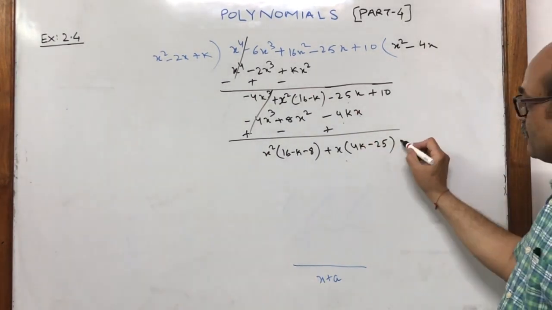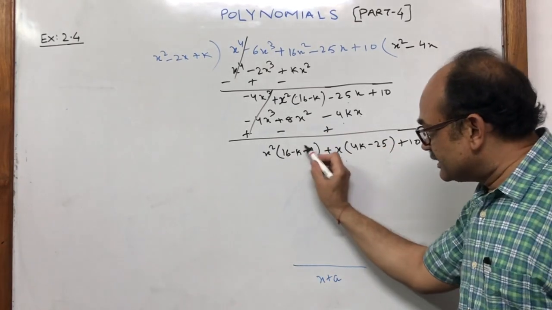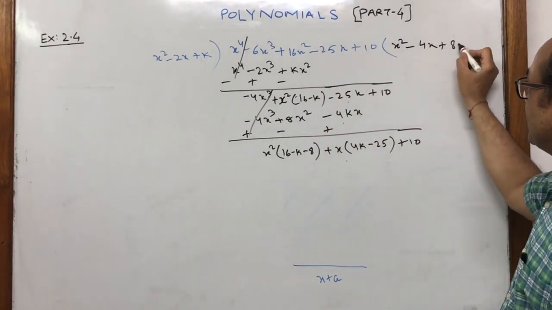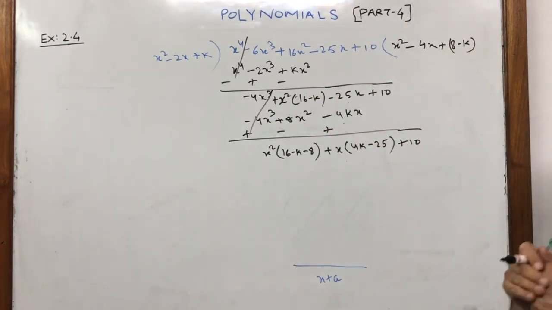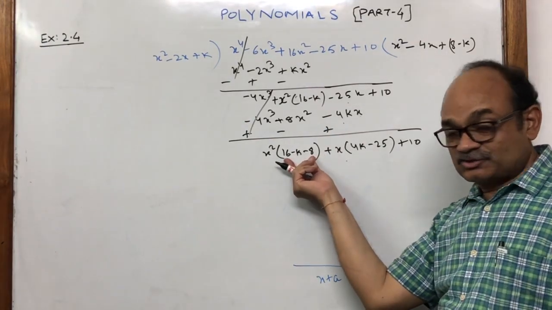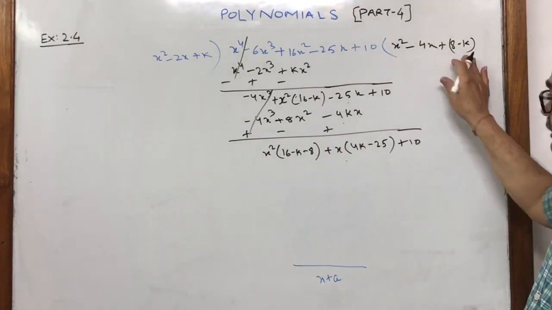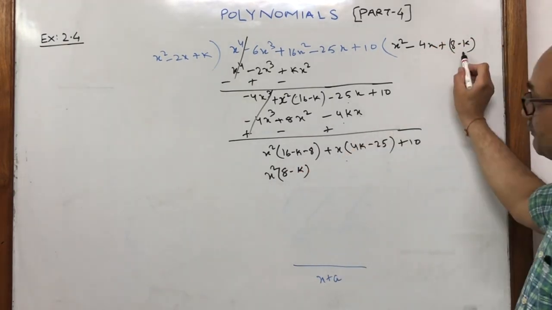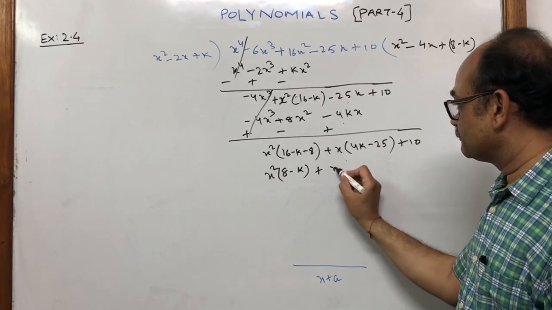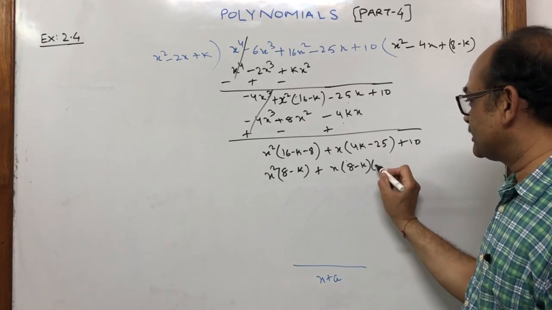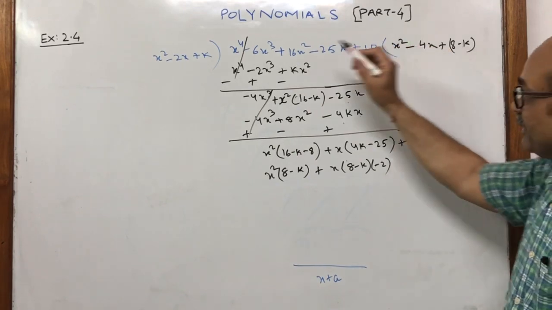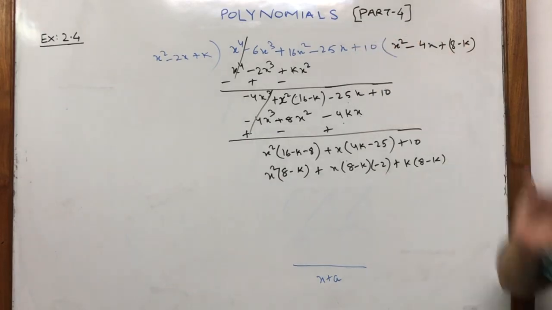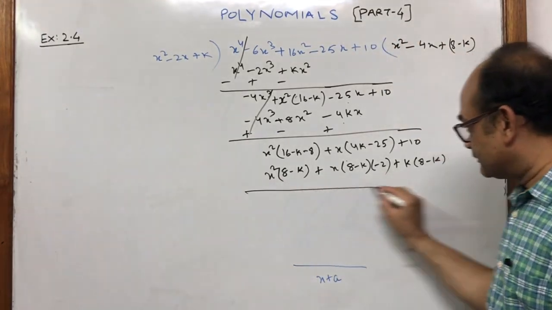The last step. We need, this is nothing but 8 minus k. It means you have to multiply here by 8 minus k. Very important point. This is nothing but 8 minus k. So we want 8 minus k x square. So 8 minus k into x square. 8 minus k into minus 2. And 8 minus k into k. Clear?